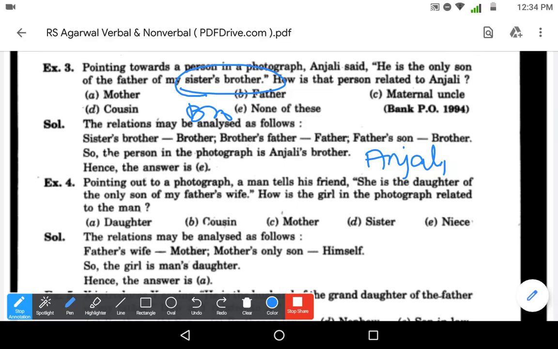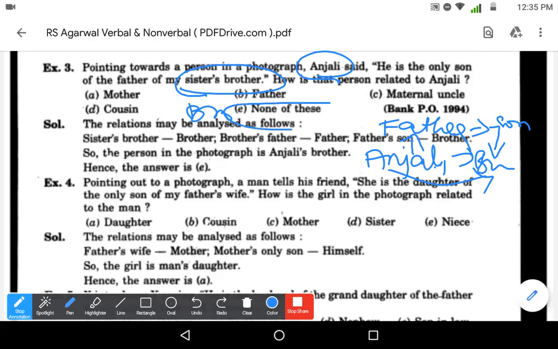Sister's brother is, now Anjali's brother is brother for Anjali. Now, brother's father will become Anjali's father. Okay. And only son for this father is again Anjali's brother. Father's son is brother for Anjali. So, Anjali's brother photo was there and she told he is the only son of the father of my sister's brother. So, what is the relationship between Anjali and that person? It is none of the above here because they have not given the answer. But actual relationship is Anjali's brother.